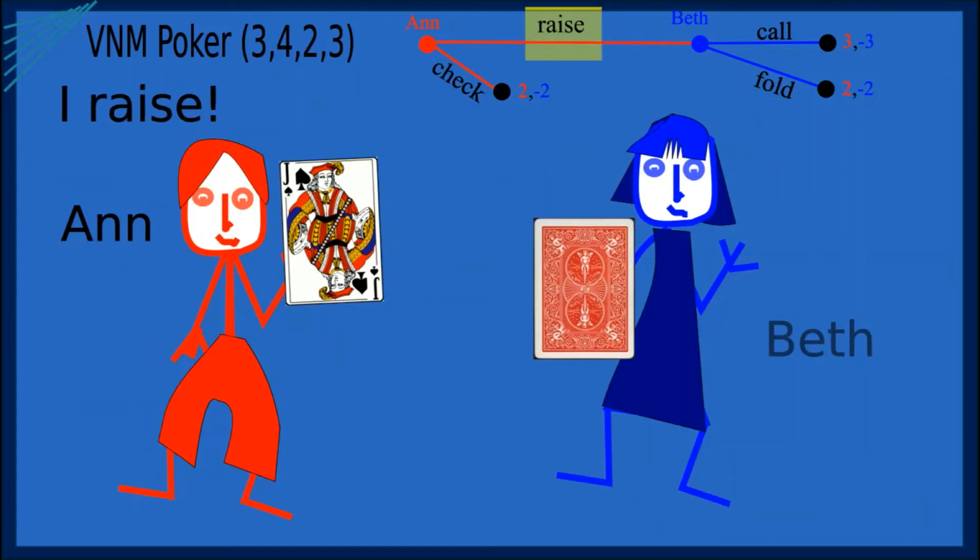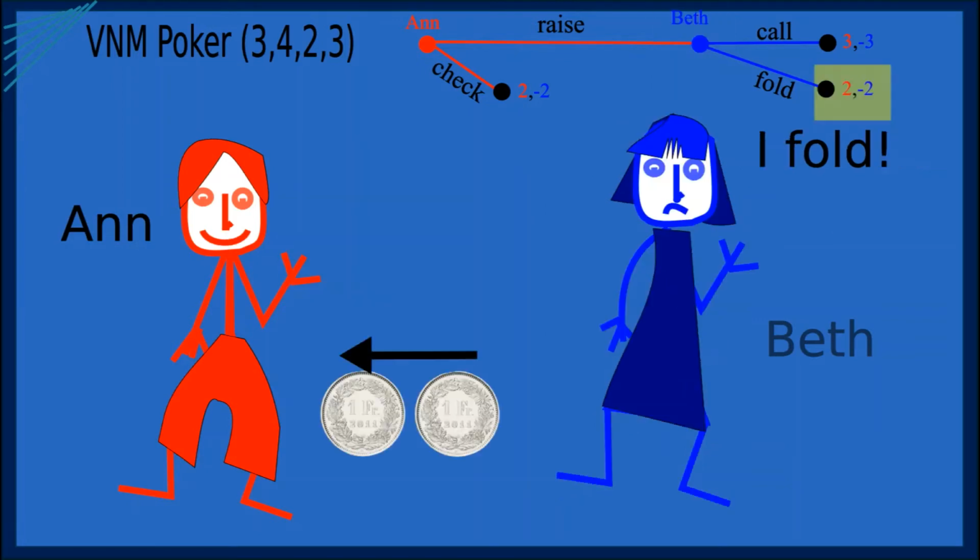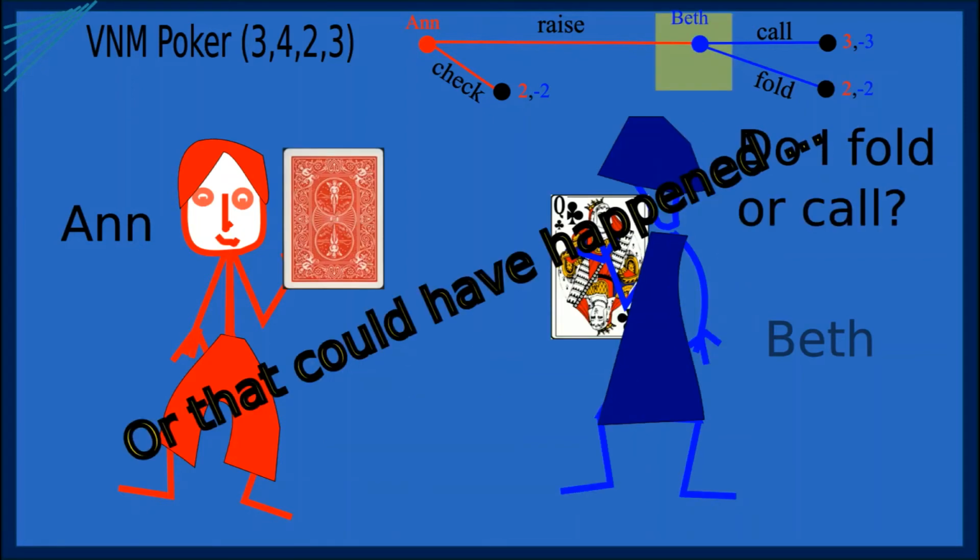If, however, Anne raises, then we arrive at the next 9 possible positions. In these positions, Baz has to move. She can either fold or call. In both cases, the game will be over and we arrive at outcomes. If Baz has folded, she has to give 2 Swiss francs to Anne, no matter what cards both have. In fact, Baz's card remains hidden to Anne in that case.